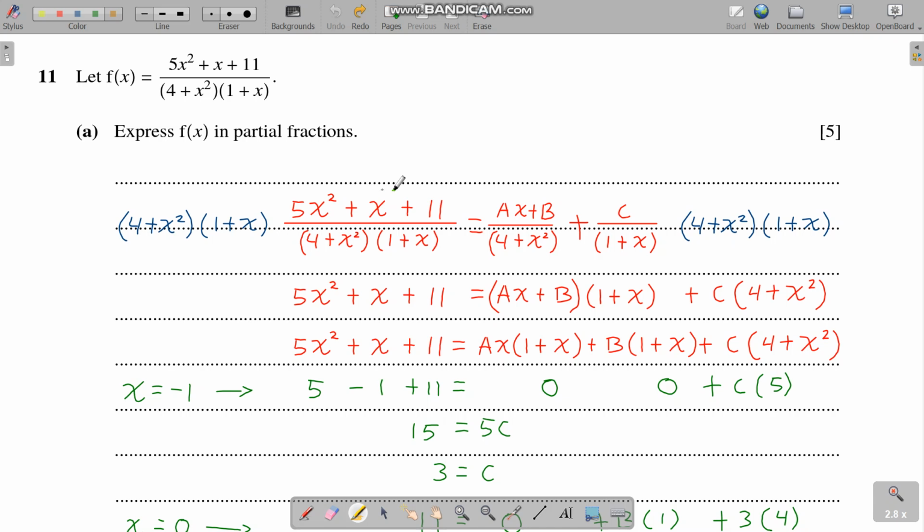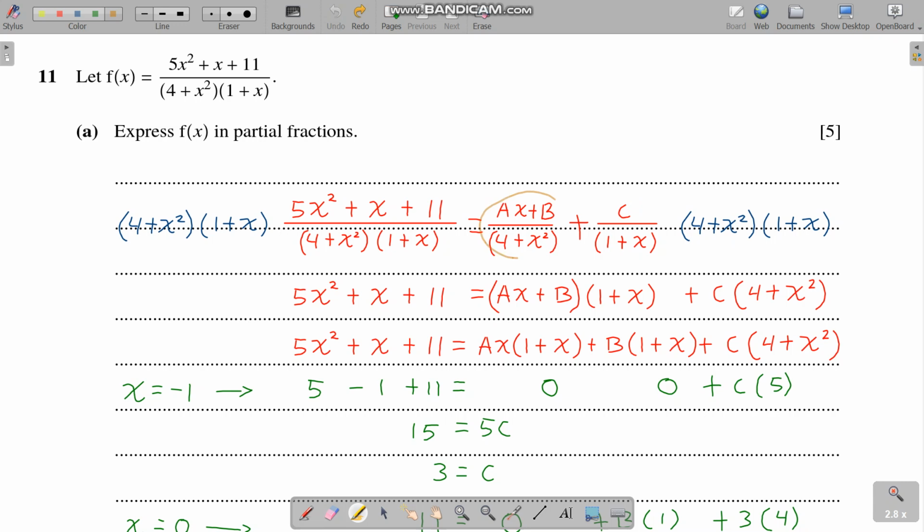The first step is to identify the forms of the partial fractions we have to use. Because of 4 plus x squared, this is an unfactorizable quadratic, so we have to use the linear numerator, ax plus b. And for the simple linear factor, we use just a constant in the numerator.